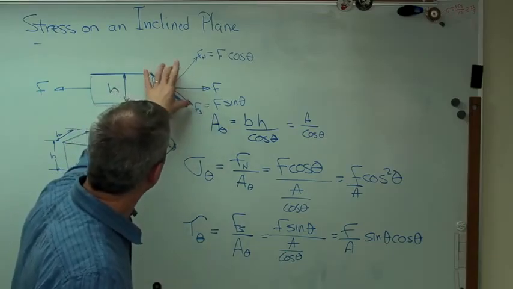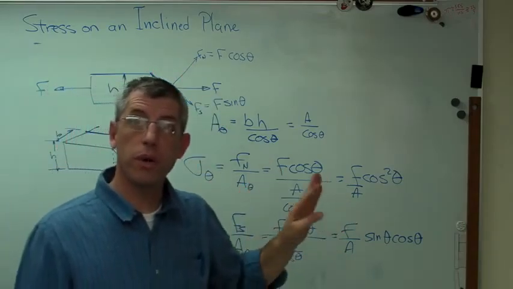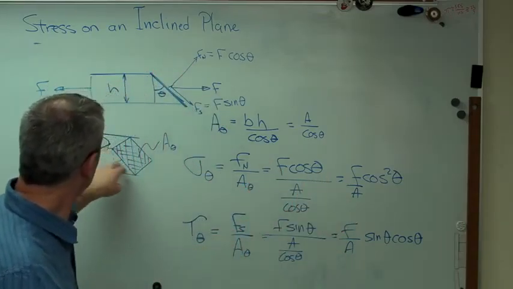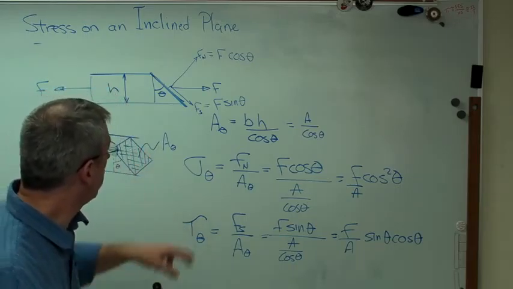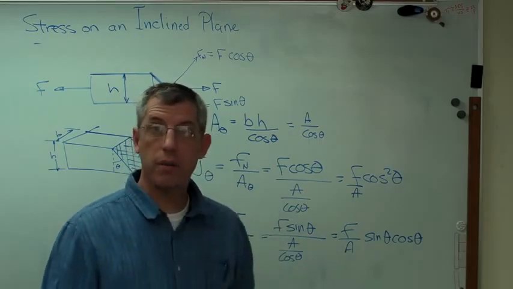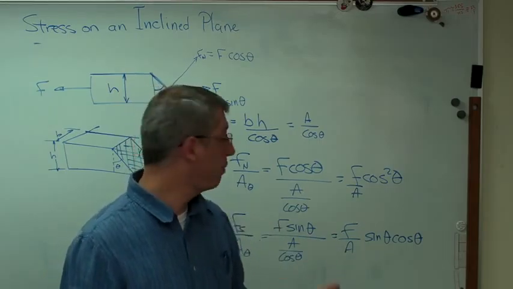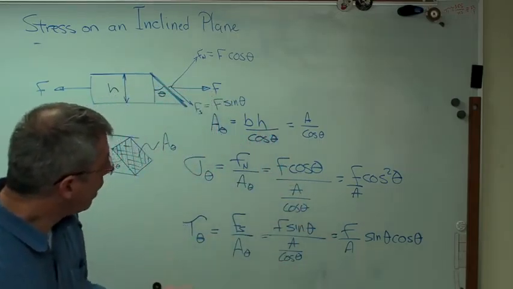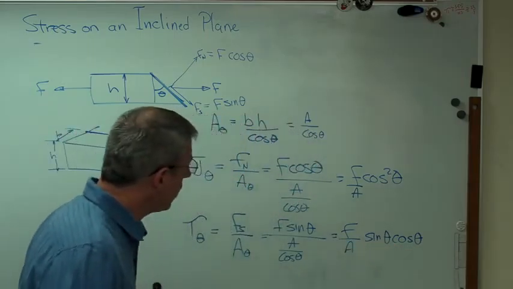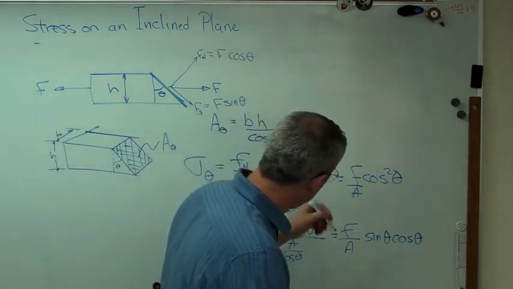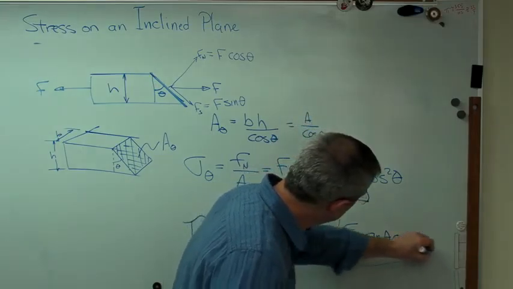I broke my force down into vector components, a normal and a shear component, and I used this area now, which is larger because it's cut at an angle, so that was the original area divided by cosine theta. So this is pretty straightforward now. One last thing I want to tell you. Right there, pretty obvious that's going to be a maximum when theta equals 0, but what about this?